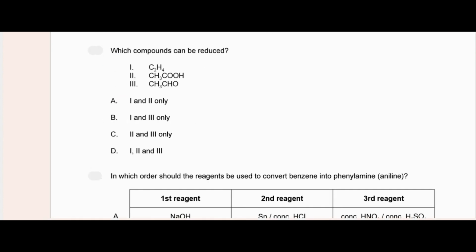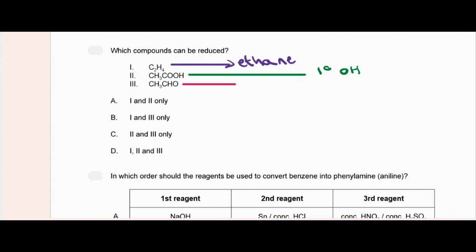Which compounds can be reduced? C2H4, so that's ethene. Yeah, that can be reduced to ethane. Ethane. Second one, carboxylic acid, can be reduced to, that's right, primary alcohol. And then we've got an aldehyde. That can be reduced to also a primary alcohol. So that would be D, all of them.